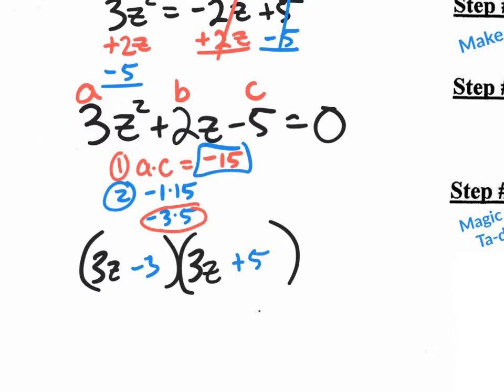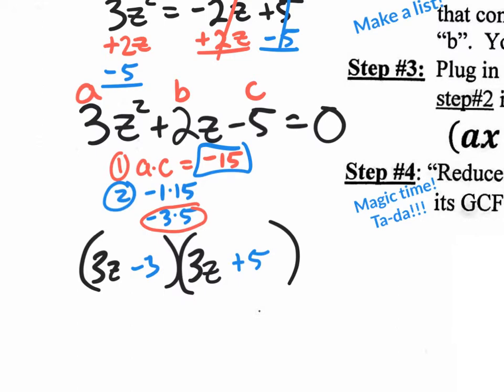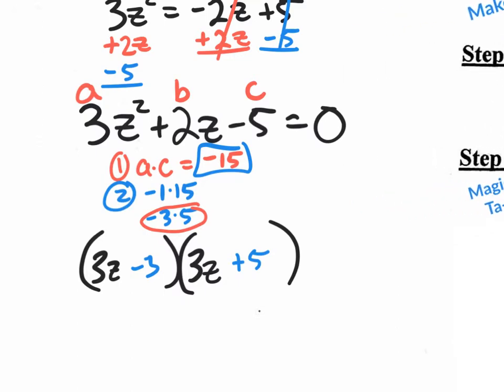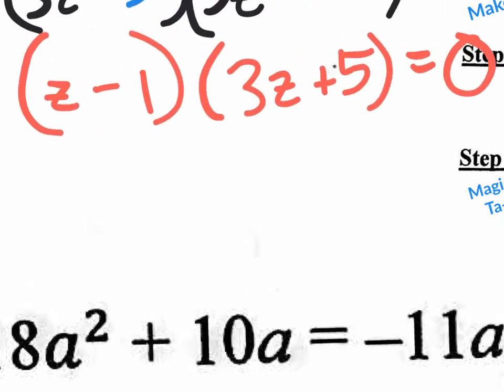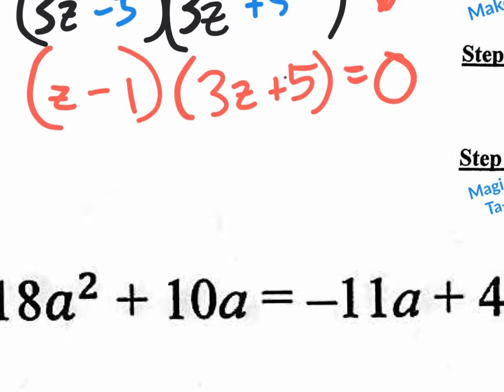Step 4, the magic step 4, is to reduce your binomial by whatever possible. So the 3 and the 3 could both be divided by what? By 3. So when I divide both of those by 3, it'll become just 1z minus 1. And the other binomial, you can't even, bless you, you can't even divide it by anything. So you're just going to rewrite it. 3z plus 5. Now this is our completely factored form, but it was an equation, so you still have the equal 0, which means now you have to split it and solve using zero product property.